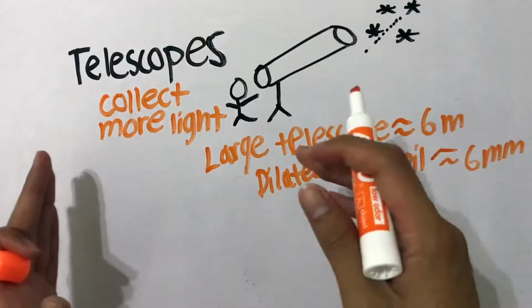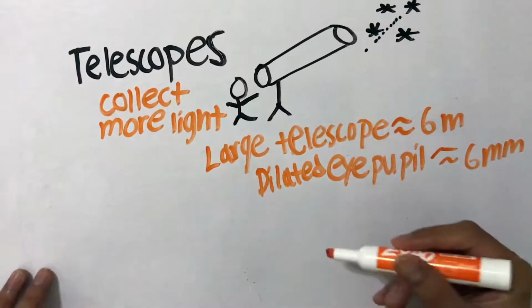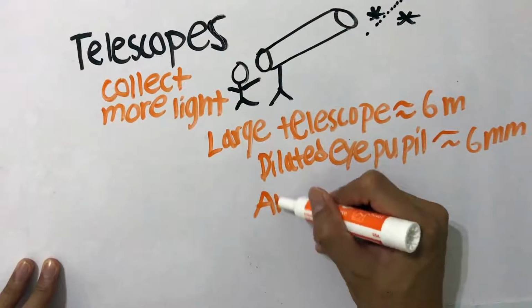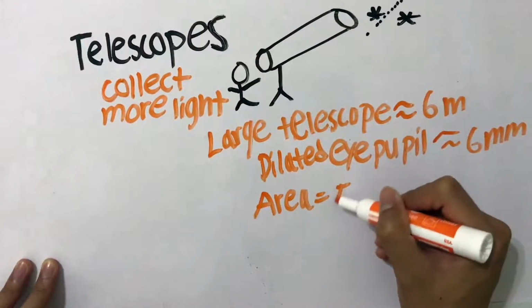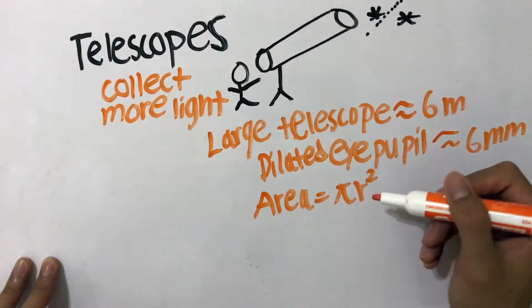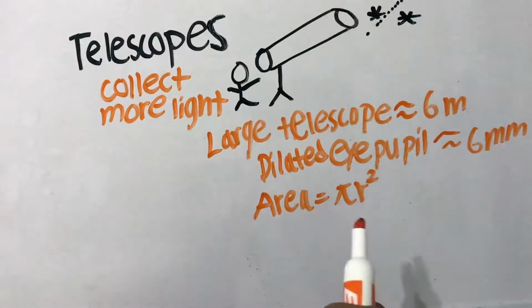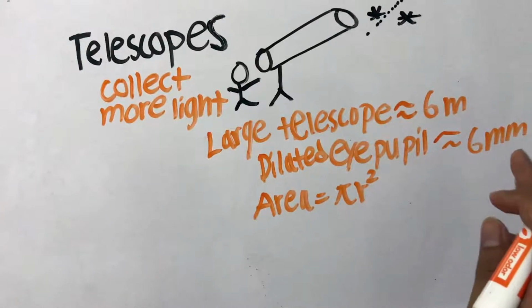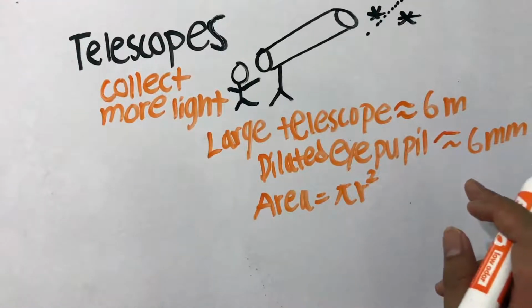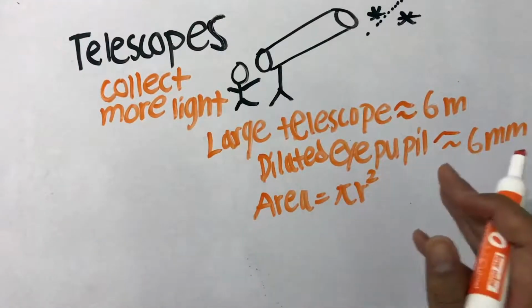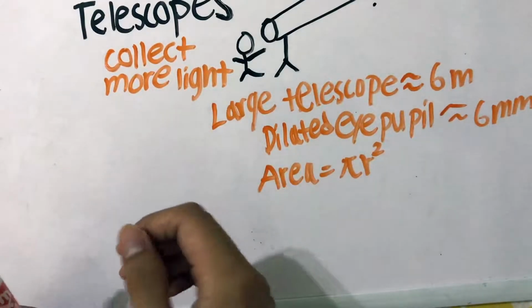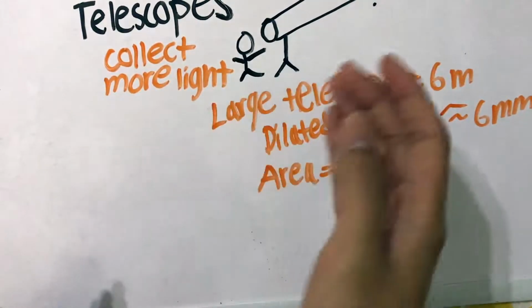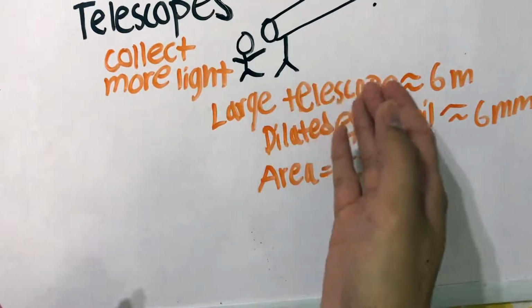And for these, we can actually find the area by using the equation area equals pi r squared. And since pi is a constant, we don't need to care about that. We can just put 6 times 10 to the negative 3 meters on the bottom and 6 meters on the top. Now, how many times fainter can the telescope see compared to the eye?